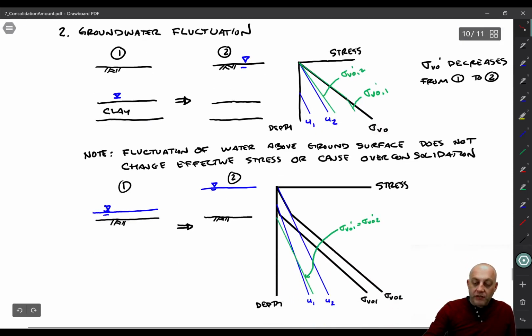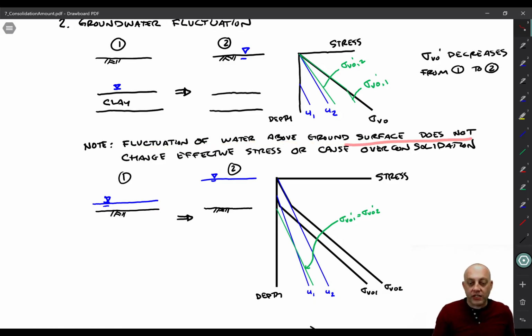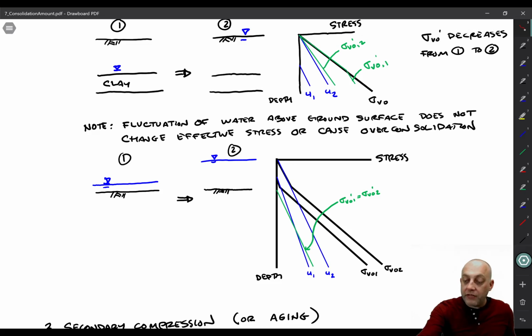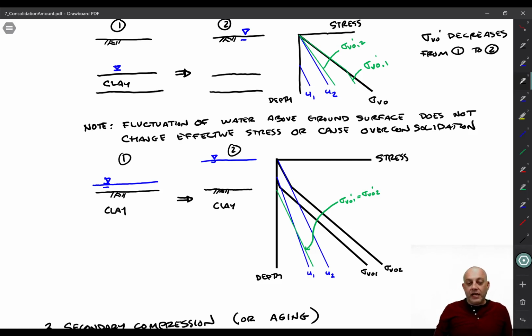One thing that can be a little confusing is that fluctuation of the water table above the ground surface does not change the effective stress or cause overconsolidation. So in the condition up here, the total unit weights have stayed the same, so the total stress is the same, and the groundwater table is fluctuating within the upper soil layer. If we have another condition where we have clay, let me write that in, like here's some clay, and say it's in a lake and the lake level rises, and we're looking at the stress condition of the clay under the higher water table.